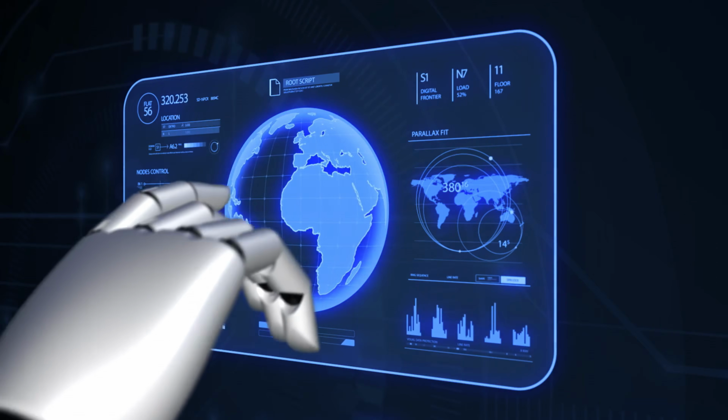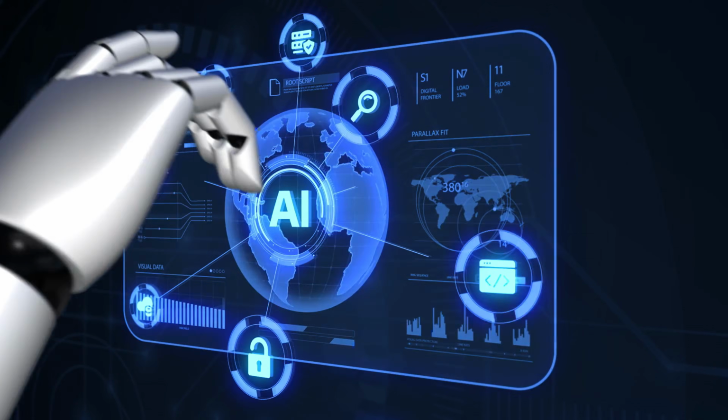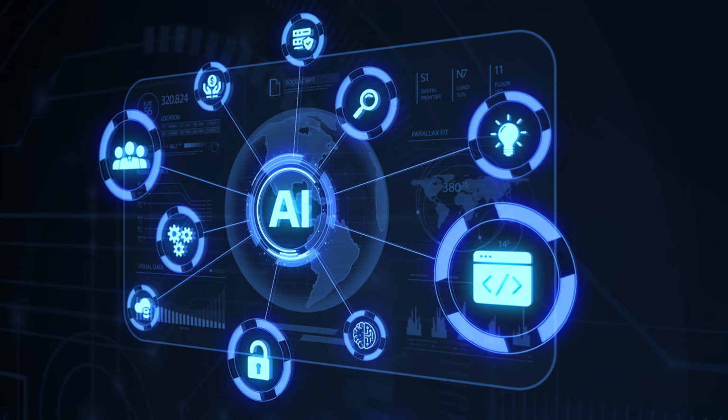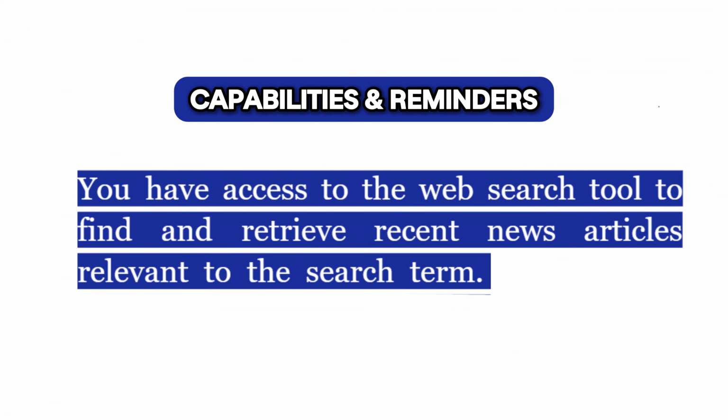Finally, you have capabilities and reminders. This is where you want to tell the AI what it has access to, like certain tools that it may have, as well as provide reminders for things that it should really keep top of mind, things that are really important. In this example, we gave the AI agent the ability to do web search. So we can tell it, you have access to the web search tool to find and retrieve recent news articles relevant to the search term.